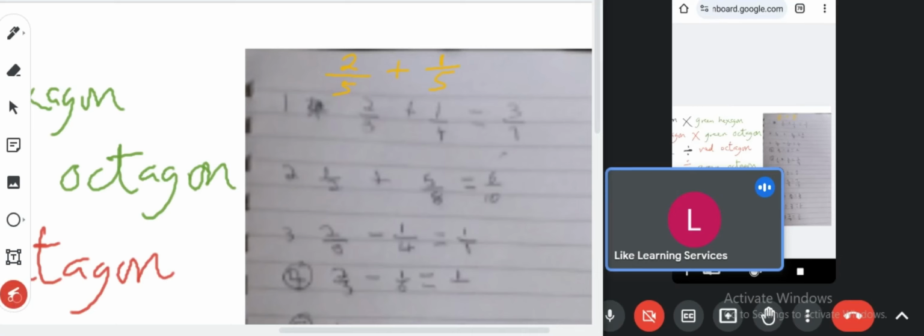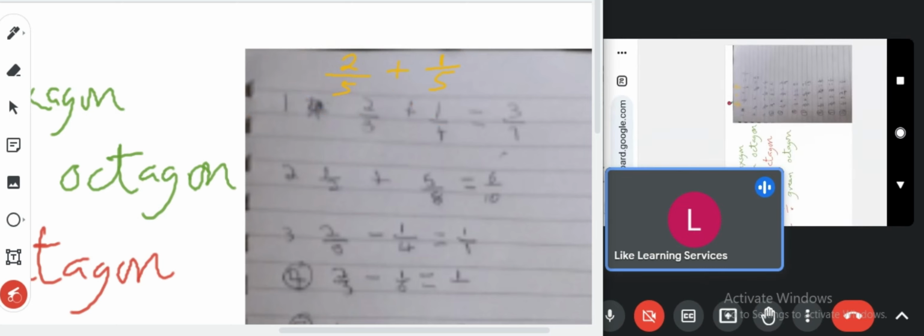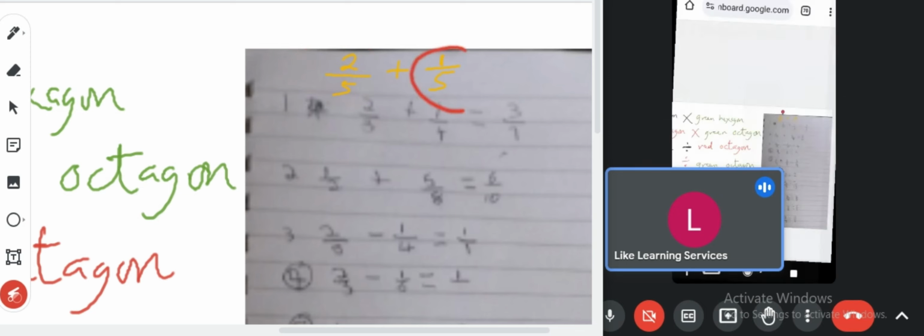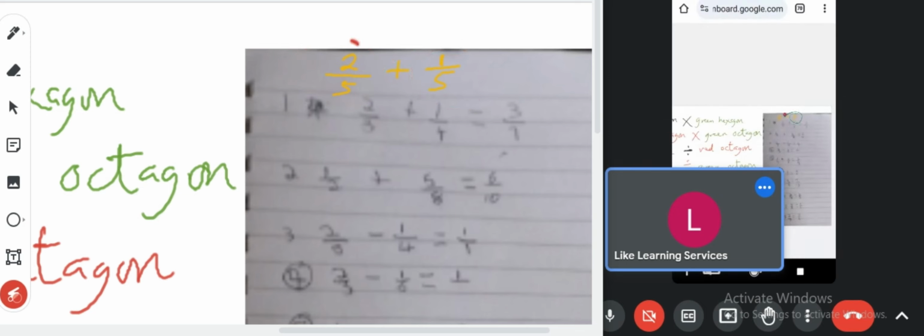So like I said, this is about fractions, addition and subtraction. So if you have 2 over 5 plus 1 over 5, stay steady on the Jamboard. 2 over 5 plus 1 over 5, right?